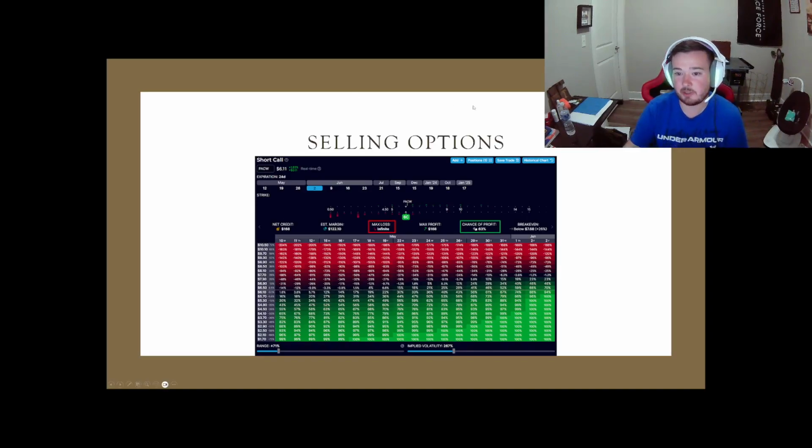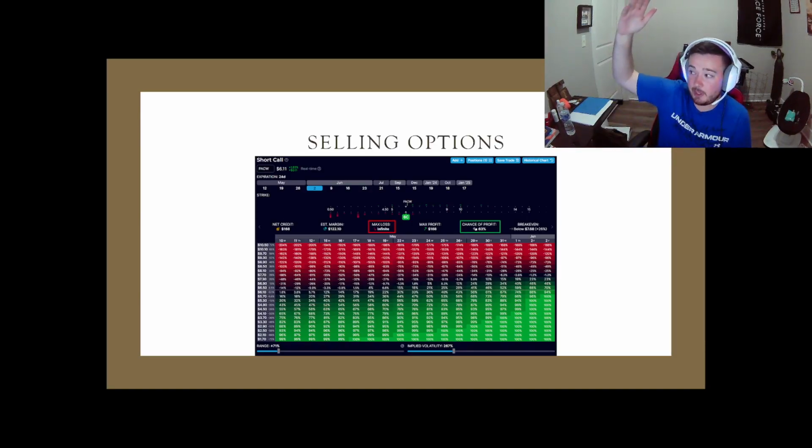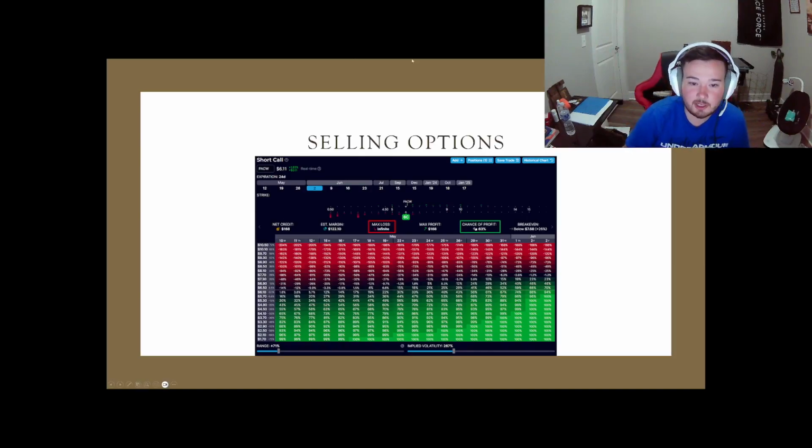Now selling options is like the opposite. So if I was to go ahead and sell the same call on the same stock, I now have a 63% chance of profit, and my maximum loss is infinite. Because I'm shorting a call option, right? If the stock just keeps going up and up and up, I'm exposed to that upside risk infinitely, right? So selling options nakedly is very, very dangerous and risky.